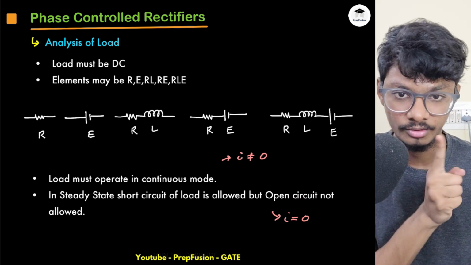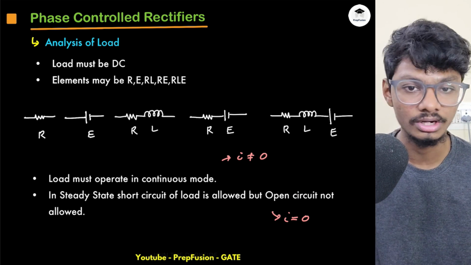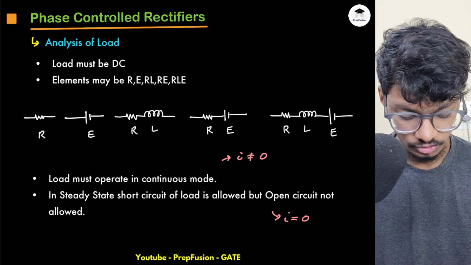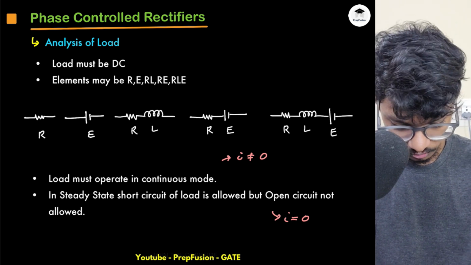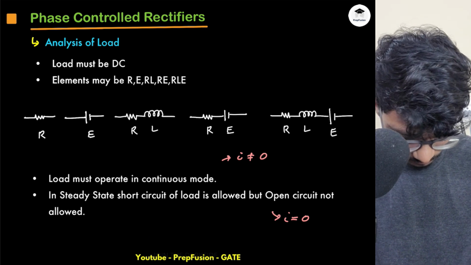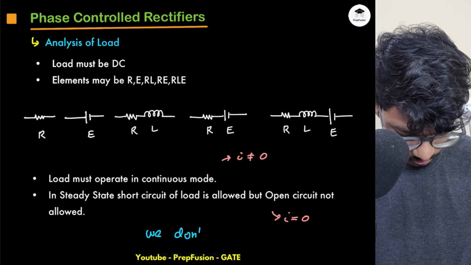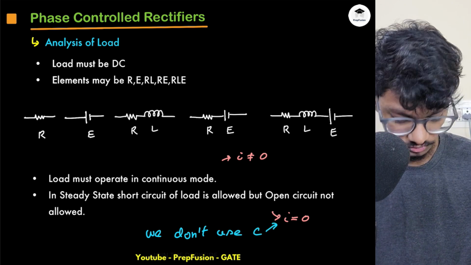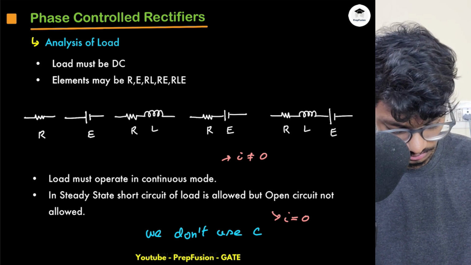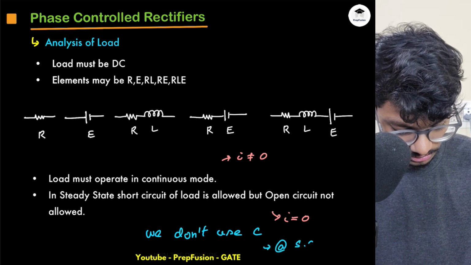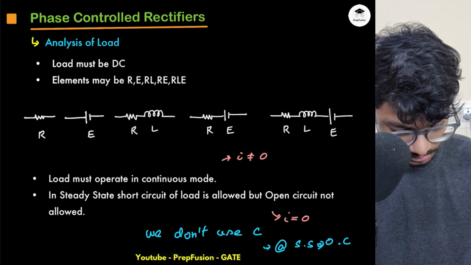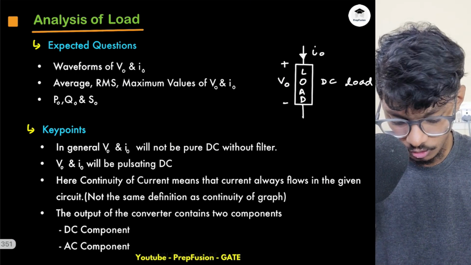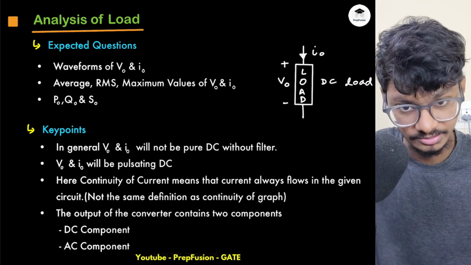But open circuit is not allowed, because current will become zero, and that we don't want. We don't want our current to be zero in the circuit while we are charging. That's why we generally don't use capacitors, because at steady state capacitors are open circuit, right? Capacitors are open circuit.